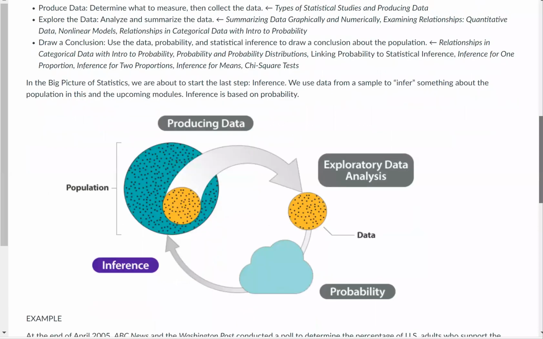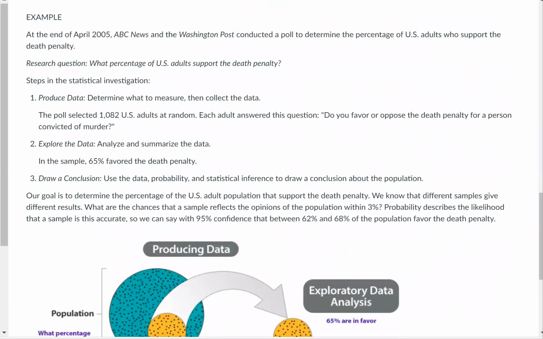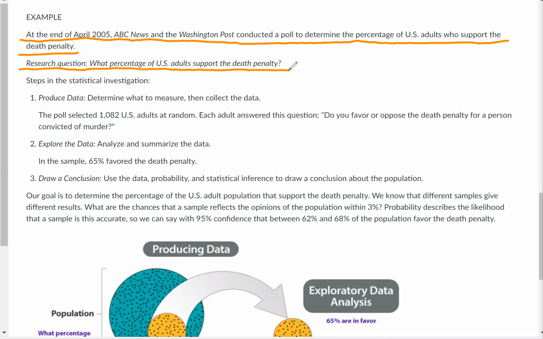Okay, we'll zoom down now. So for example, at the end of April 2005, ABC News and the Washington Post conducted a poll to determine the percentage of US adults who support the death penalty. I think we've seen this one before. A research question might ask, what percentage of US adults support the death penalty?